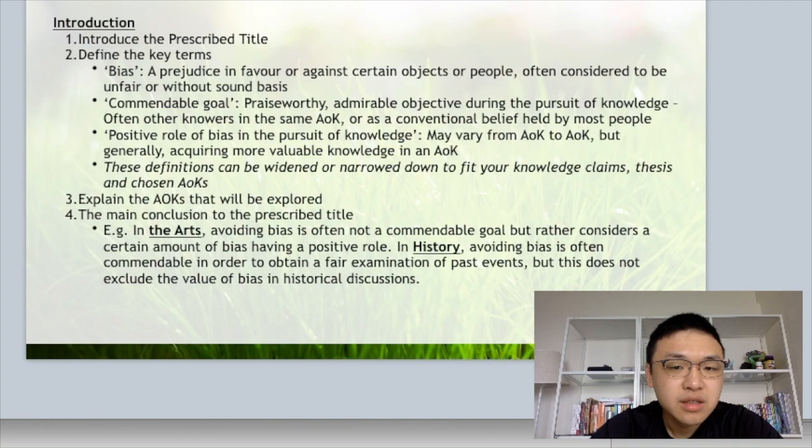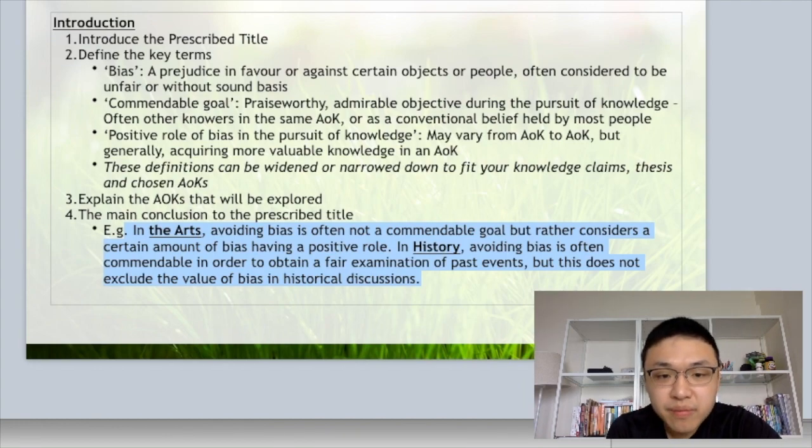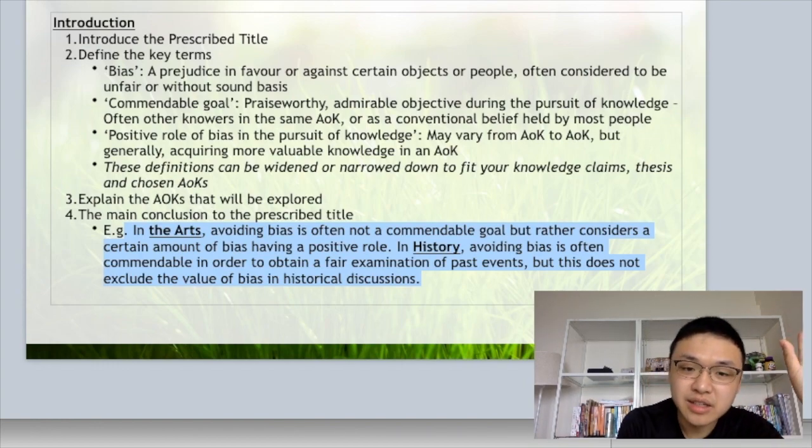Then you basically state your thesis. This is the thesis that we have. In arts, avoiding bias is often not a commendable goal, but rather considers a certain amount of bias as having a positive role. So the point is that in arts, avoiding bias is not commendable, and a certain degree of bias can have a positive role.